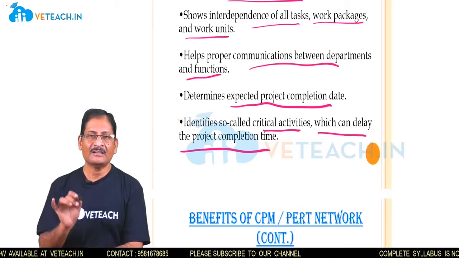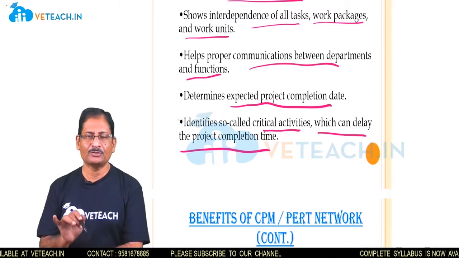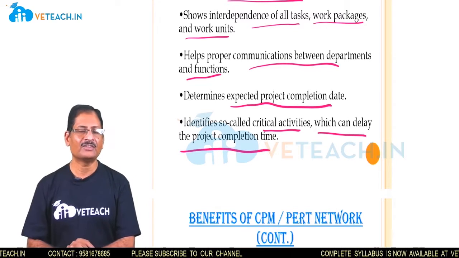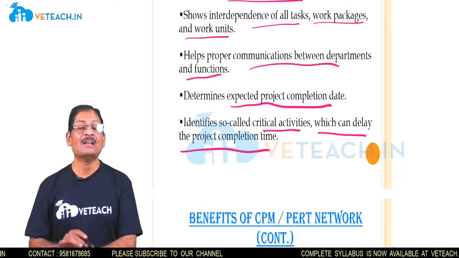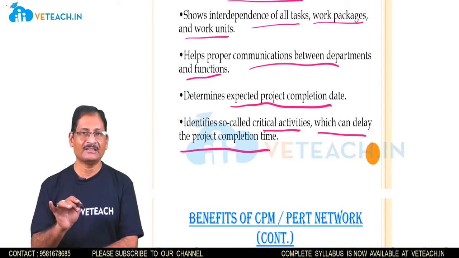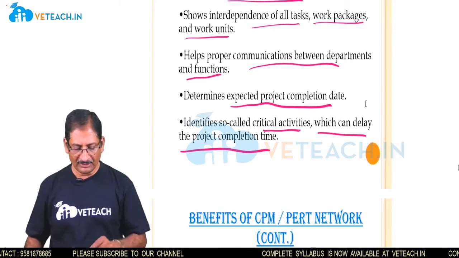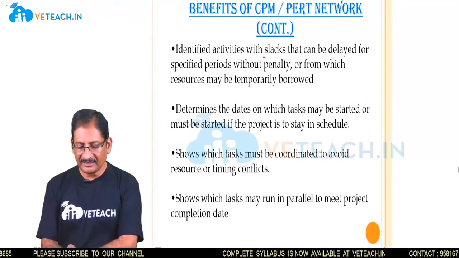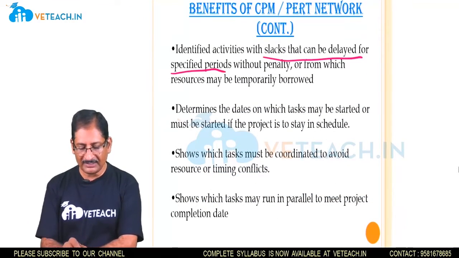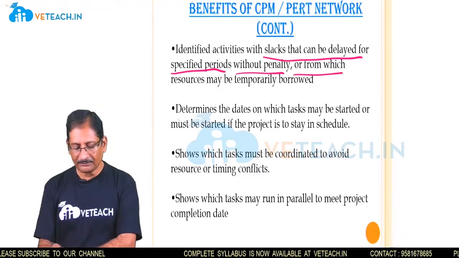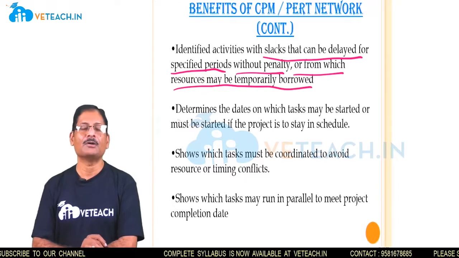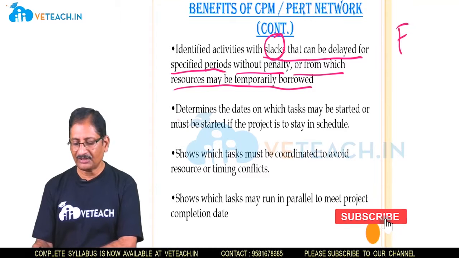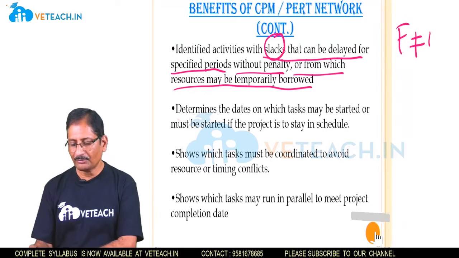So that is the reason project managers are supposed to lay more emphasis and focus on the execution of these critical activities without any delay in the scheduled time. Continuing on this, we can even identify activities with slack that can be delayed for specified periods without penalty, or from which resources may be temporarily borrowed. Slack means float. These are the activities which have non-zero values.